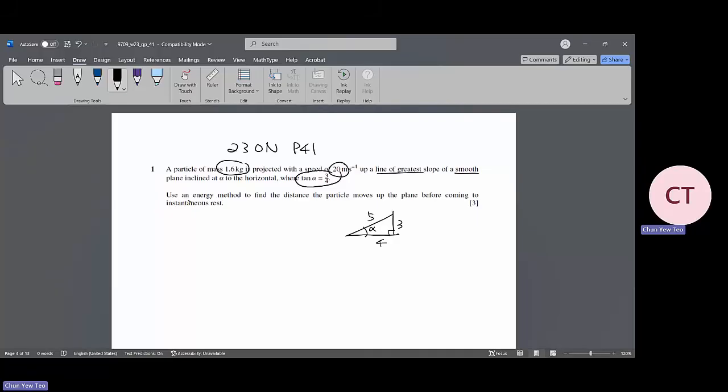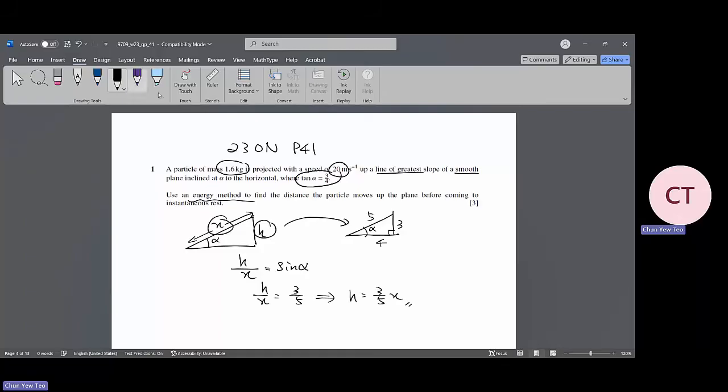Now the question wants you to use the conservation of energy to calculate the distance travelled. So this is the height h, and this is the distance that you travel. They want to know the x. What is the relationship between h and x? You know that h over x is sine alpha, and sine alpha here will be 3 over 5. That will give you h is 3 over 5 x.